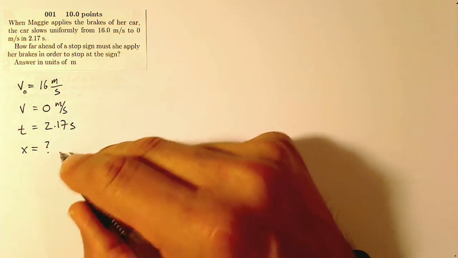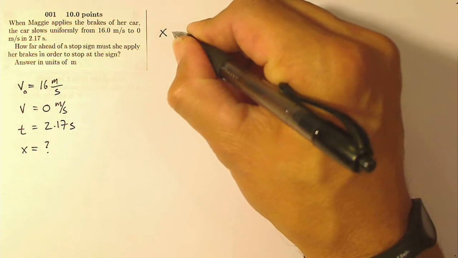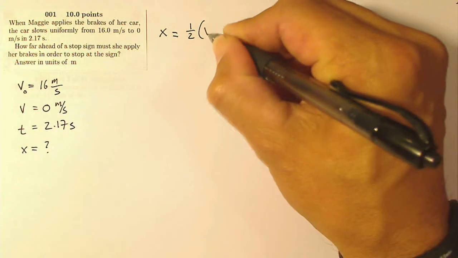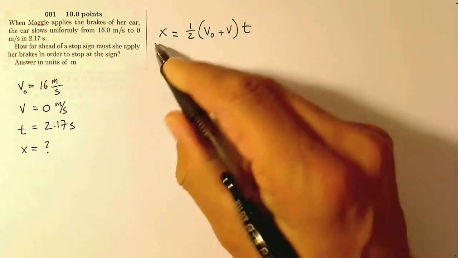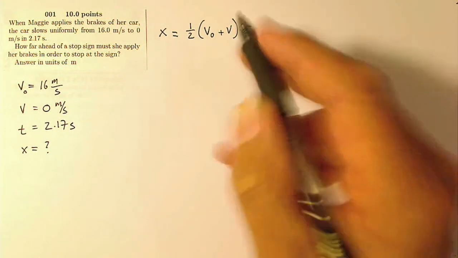If I look at my 4 equations of motion for constant acceleration, I will see one of them that is missing acceleration. It's this equation. It says that my displacement is 1/2 of my initial velocity plus my final velocity, times my time. Or my displacement is my average velocity times time.